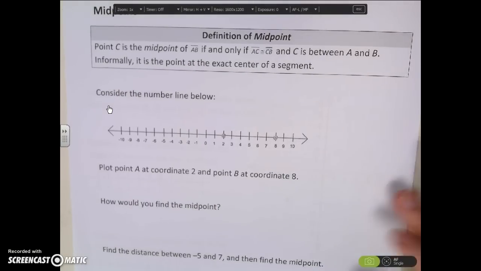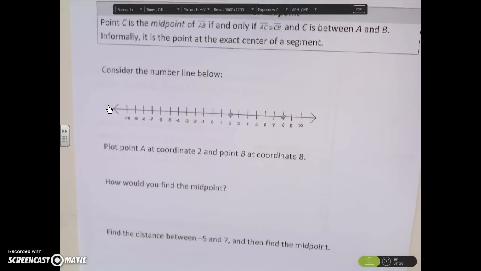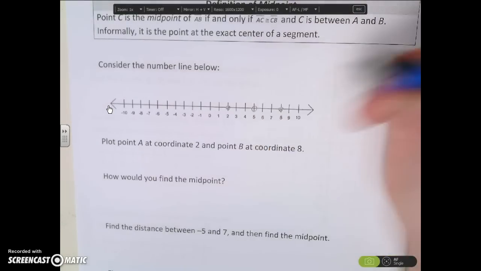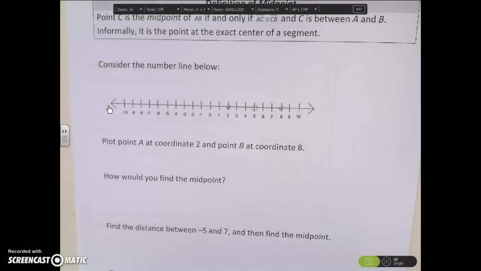We're going to start off by looking at midpoint, and midpoint is exactly what it sounds like. It's the point that lies exactly halfway in between 2 points. So first we're going to look at the points 2 and 8 on the number line. The point that's directly in between them is 5. Y'all could probably see that just by looking.